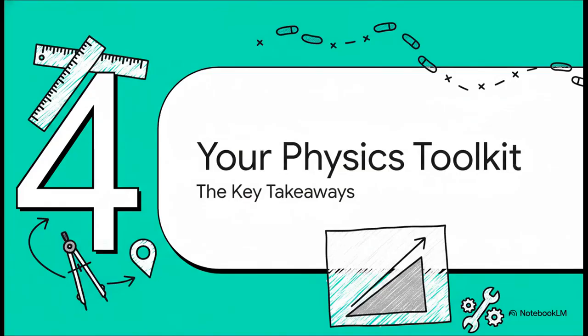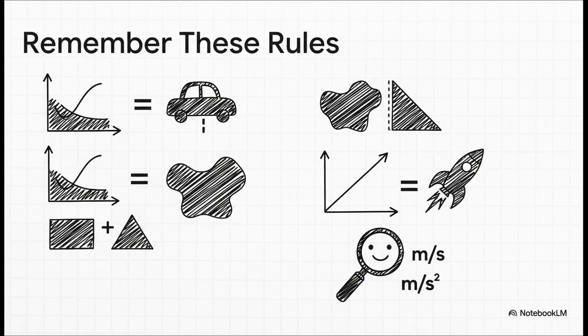All right, our final section, your physics toolkit, the key takeaways. We've covered a lot of ground here, no pun intended. So let's wrap this all up into a few key rules you can take with you. Okay, here are the golden rules. Rule 1, area under a velocity time graph is your displacement. Rule 2, if the graph looks crazy, just chop it up into simple rectangles and triangles. Then just calculate the area of each piece and add them all up.